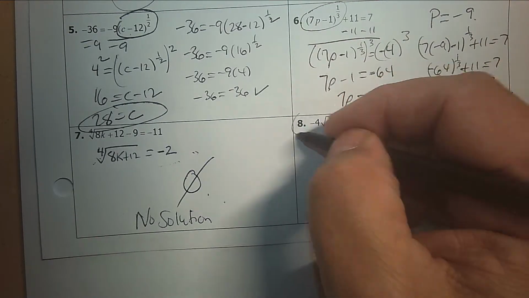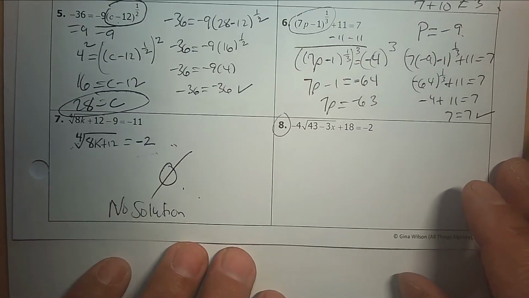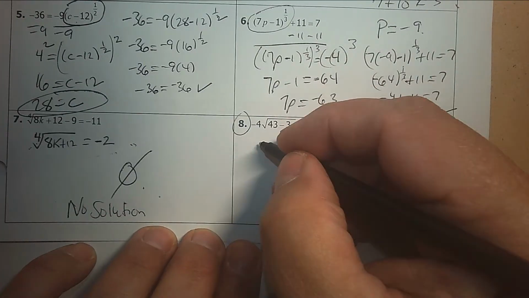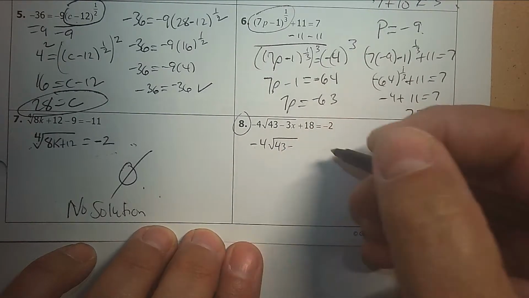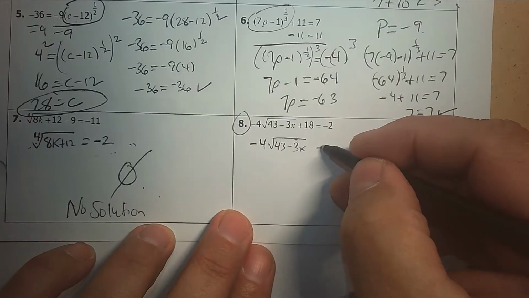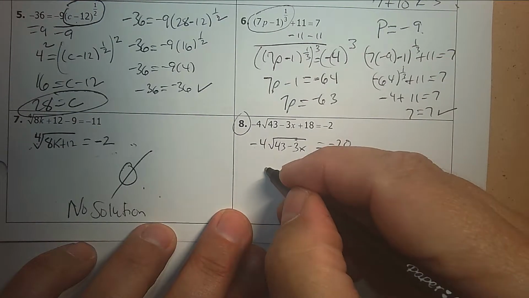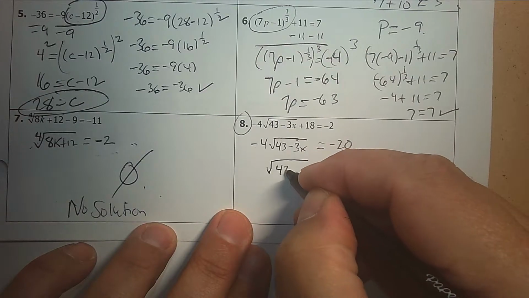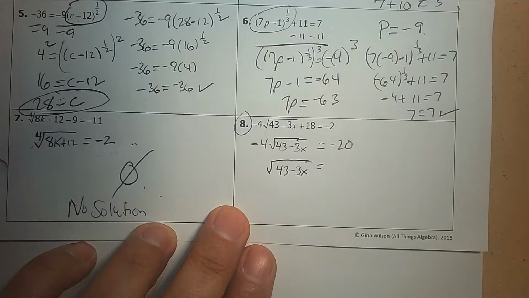Number 8. Let's try this. Chris! What would you do to solve this? I would subtract negative 18 on both sides. So you just subtract 18, and what number would you get? Right side gets negative 20. Good. What would you do next?